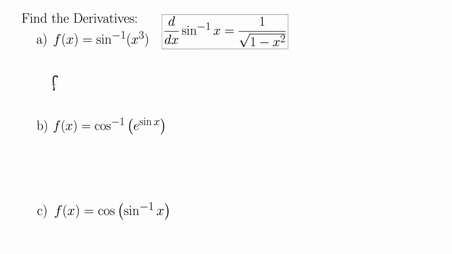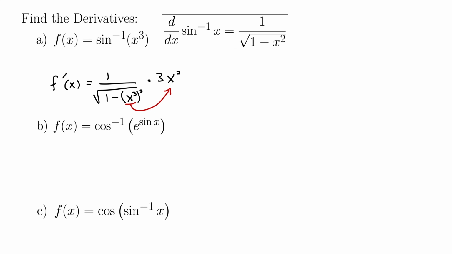Well, f prime of x then is, let's take this derivative. 1 over the square root of 1 minus, well, it's not x squared, it's whatever's inside this arcsine up here. In this case, it's x cubed squared, times, now we're doing the chain rule, the derivative of the inside, 3x squared. So we're using the chain rule here in conjunction with this derivative of the inverse sine.